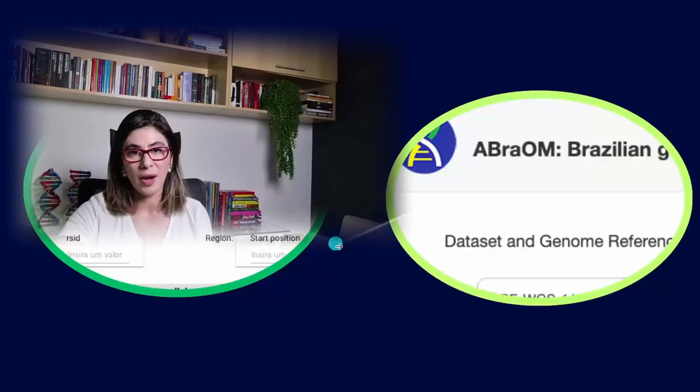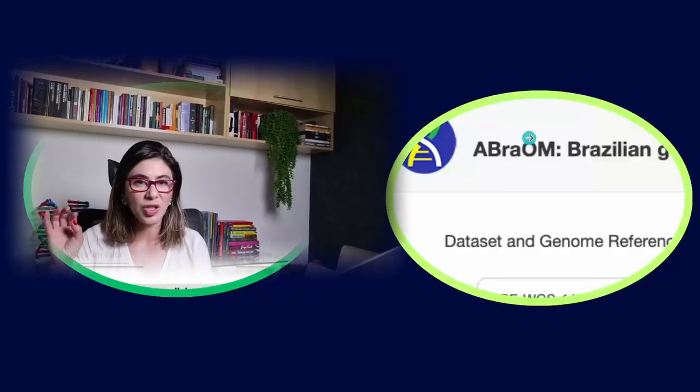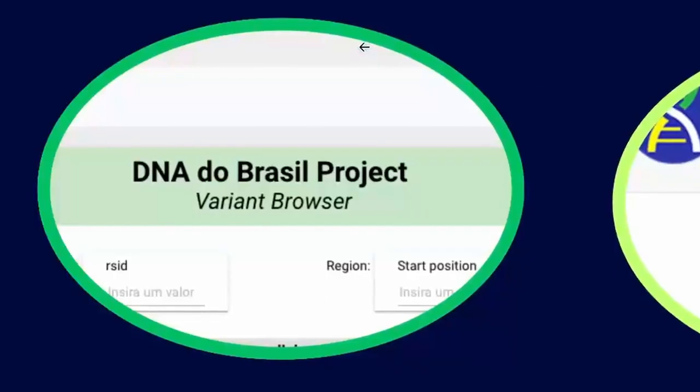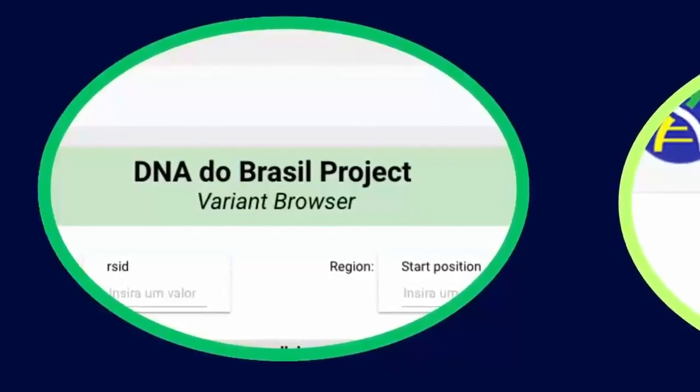It's always important to check the genetic information we have available for the Brazilian population. Today we have ABR-AOM, which we can access directly from the Franklin page as I showed you in the last video. We also have the DNA do Brasil project, which is larger than ABR-AOM in terms of sample size and is still collecting, and also provides information on the Brazilian population. It hasn't been incorporated into Franklin yet, but I'll leave the link in the video description.